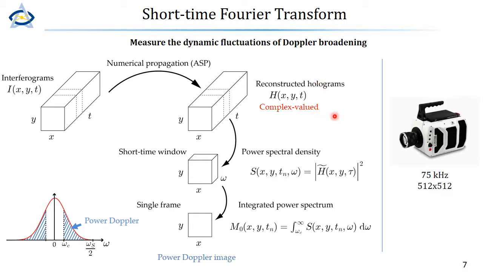To do that, we need to sample the fluctuations at very high speed, at 70 kilohertz or so, to sample Doppler frequency shifts of a few tens of kilohertz. And we can do this with an ultra-fast camera with a frame size of 500 by 500 pixels.